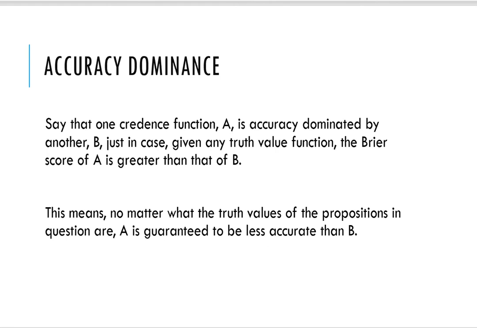Okay, so now we introduce the notion of accuracy dominance. We say that one credence function A is accuracy dominated by another, B, just in case, given any coherent truth value function, the Brier score of A is greater than that of B. So no matter what the truth values of our atomic propositions end up being, no matter how the world turns out, A is going to have a higher Brier score, meaning it's going to be less accurate than B. This means that no matter what the truth values of the propositions in question are, A is guaranteed to be less accurate than B. So B is going to be a better credence function to have in this circumstance.